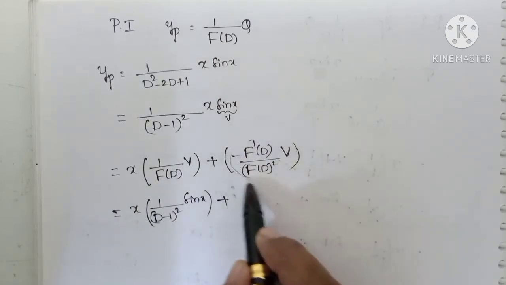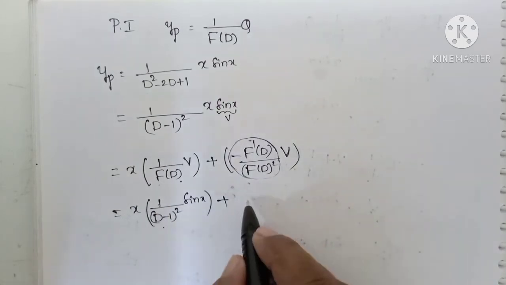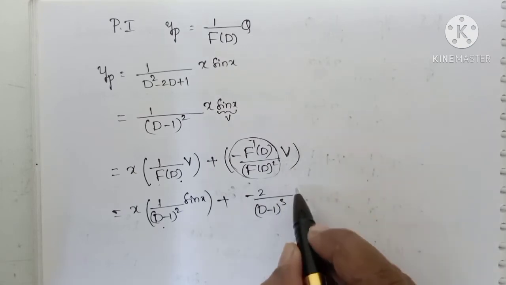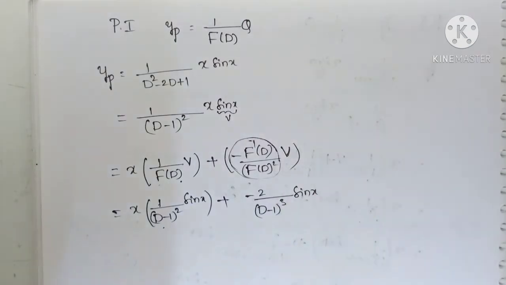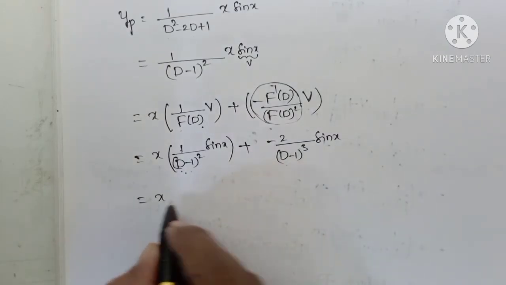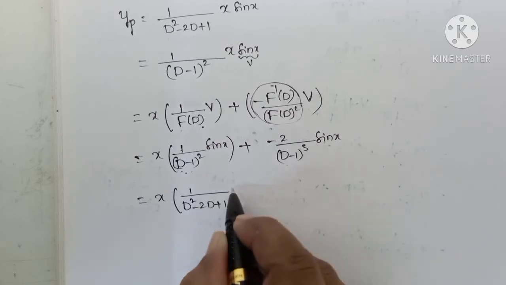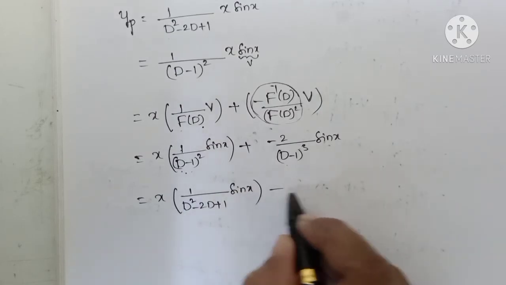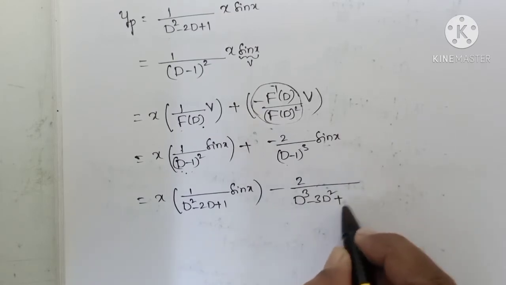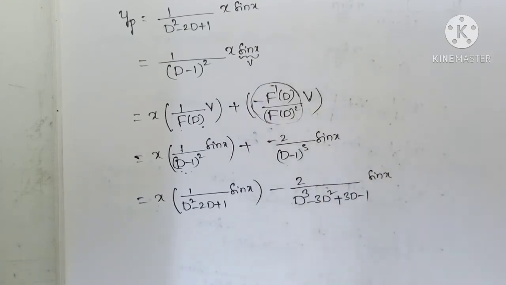Plus, this is nothing but derivative of 1 by f of D. 1 by (D minus 1) whole square derivative is minus 2 by (D minus 1) whole cube. v is sin x. Now we expand (a minus b) whole square and (a minus b) whole cube. x into 1 by D square minus 2D plus 1 into sin x minus 2 by D cube minus 3D square plus 3D minus 1, (a minus b) whole cube, into sin x.